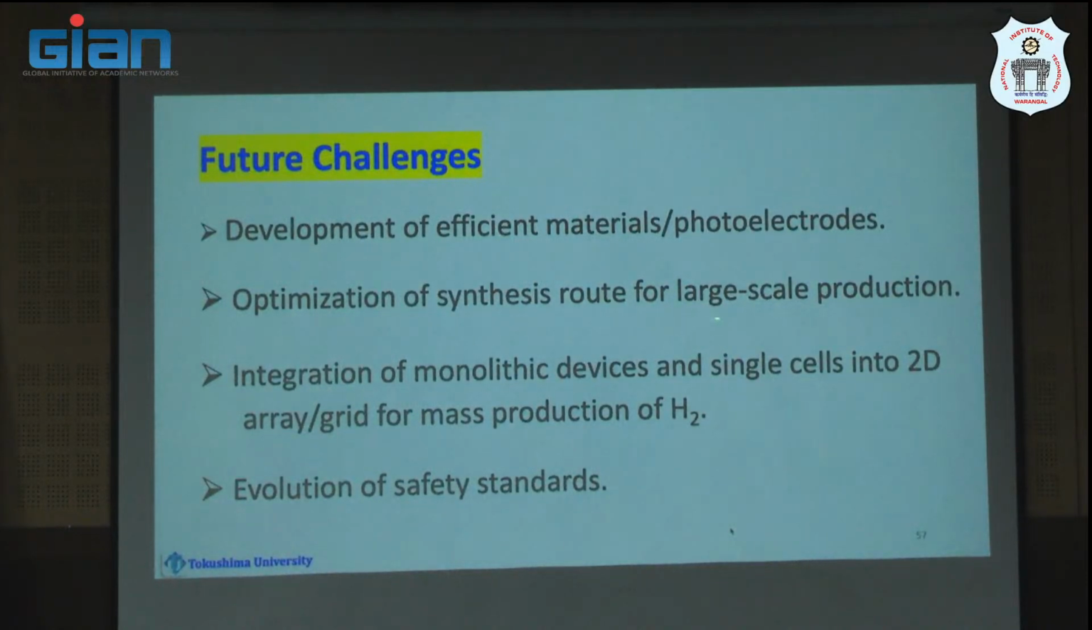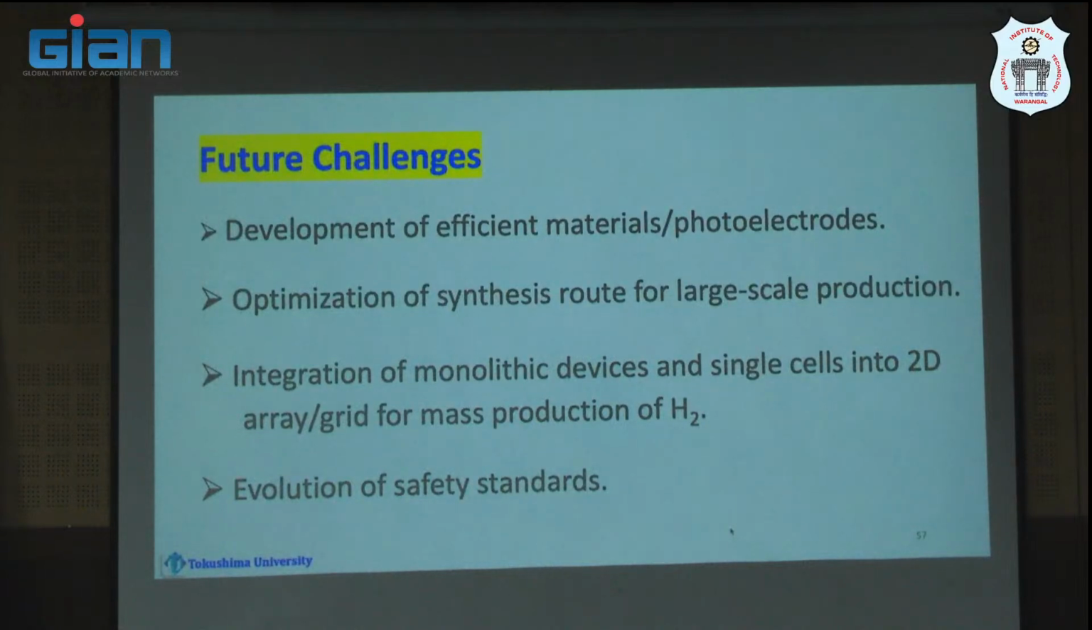Optimization of synthesis route for large scale production. So when we are making this photoelectrode, it should be ready to make on a larger scale. Integration of monolithic devices and single cells into a two-dimensional array or grid for mass production of hydrogen. So when we succeed in getting hydrogen production, the challenge will be mass production.